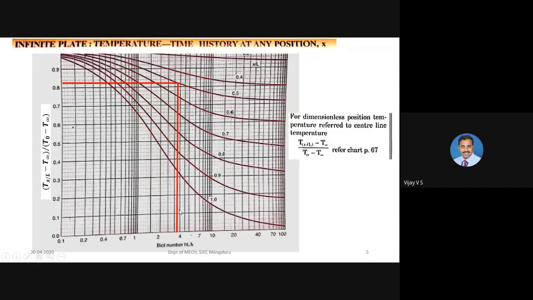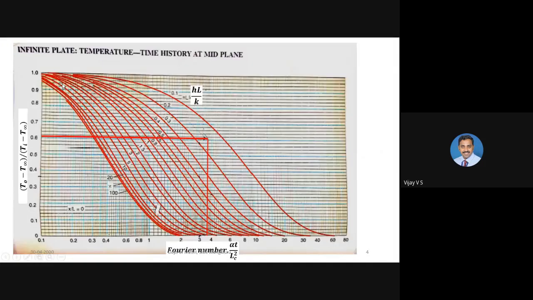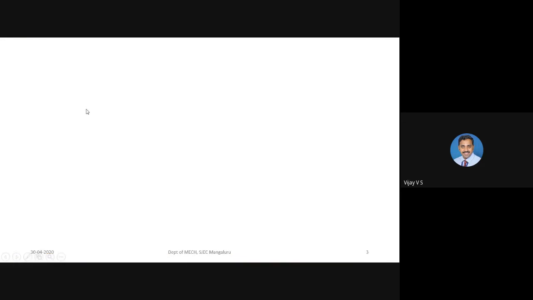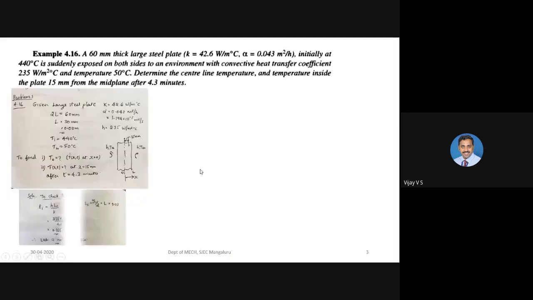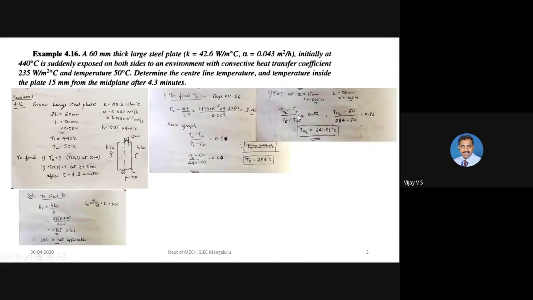So it is Biot number 3.4 approximately, and 0.5. You will get around 0.82 or 0.83. Okay, you can take 0.82. Okay, second graph. So therefore now, my value will become this ratio: T at x by L minus T infinity divided by T naught.